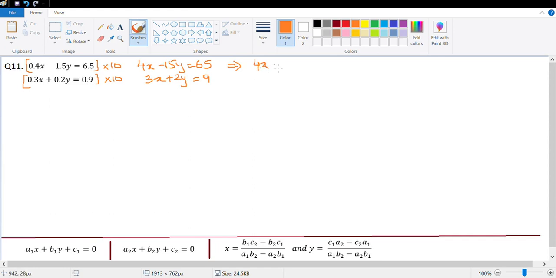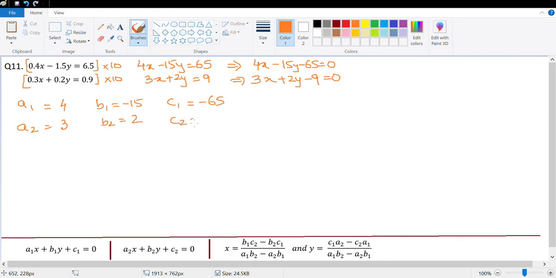So that would be 4x minus 15y minus 65 is equal to 0, and 3x plus 2y minus 9 is equal to 0. That's correct. So now let's figure out a1, a2 and b1, b2 and c1, c2. So a1 is 4, a2 is 3, b1 is negative 15, b2 is 2, c1 is negative 65, c2 is negative 9. Yes, that's correct.